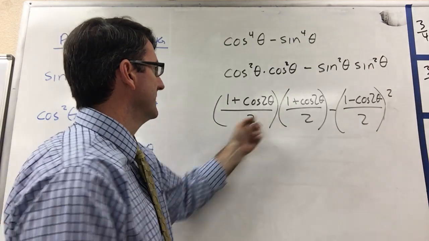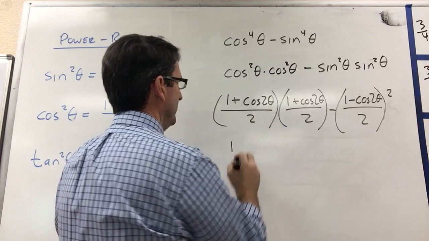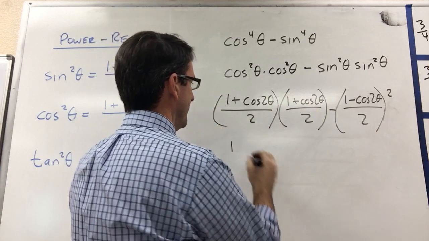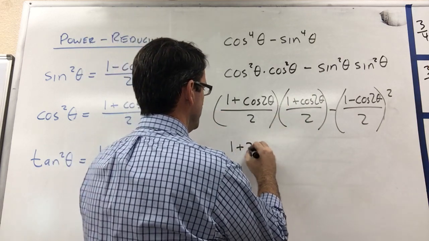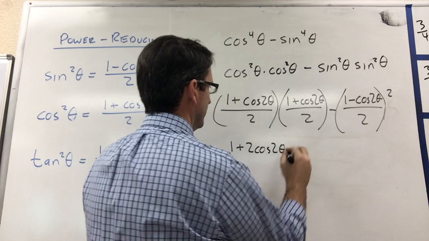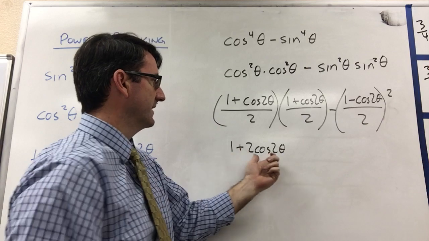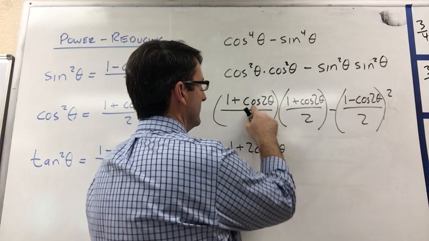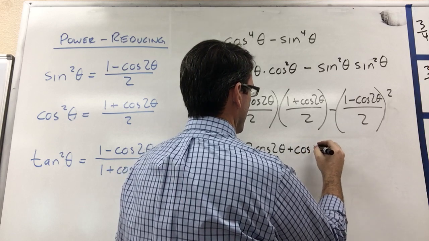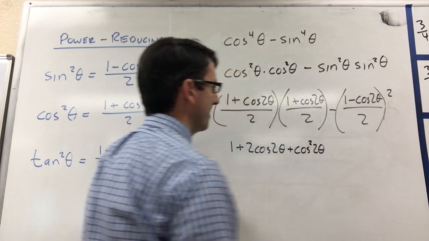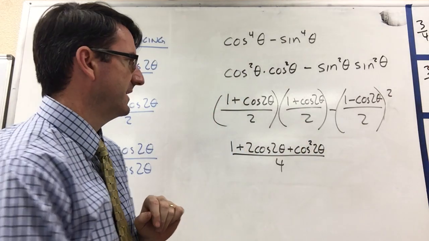All right, now let's multiply this out. So we'll multiply the numerators. 1 times 1 is 1. 1 times cosine of 2 theta is cosine of 2 theta. We're going to do that twice. So this is going to be 2 cosine of 2 theta, because we got 1 cosine 2 theta plus 1 cosine 2 theta. So we combine those like terms. And then cosine 2 theta times cosine 2 theta is cosine squared of 2 theta. And that is all over 4, because we multiply the denominators as well.